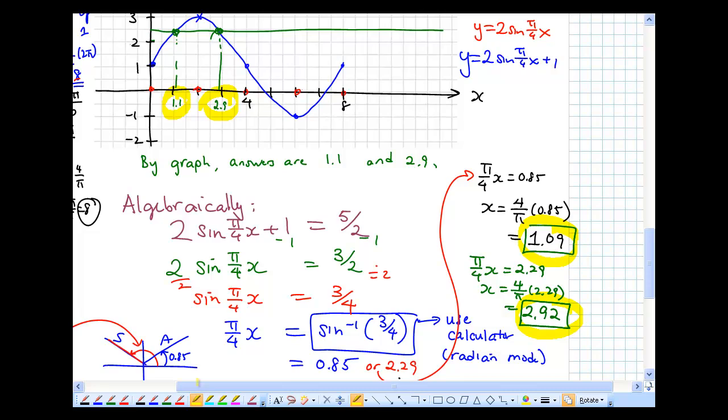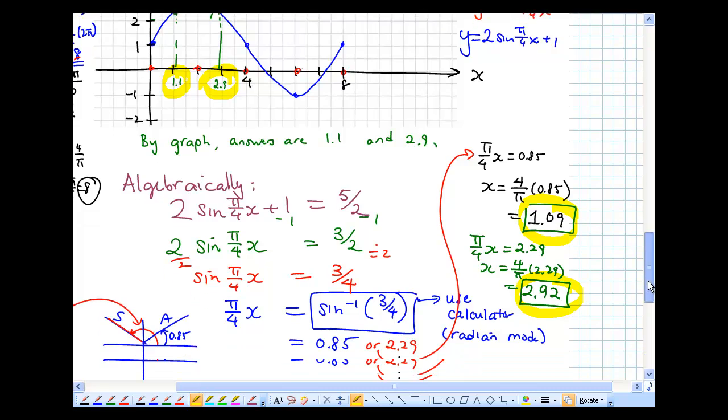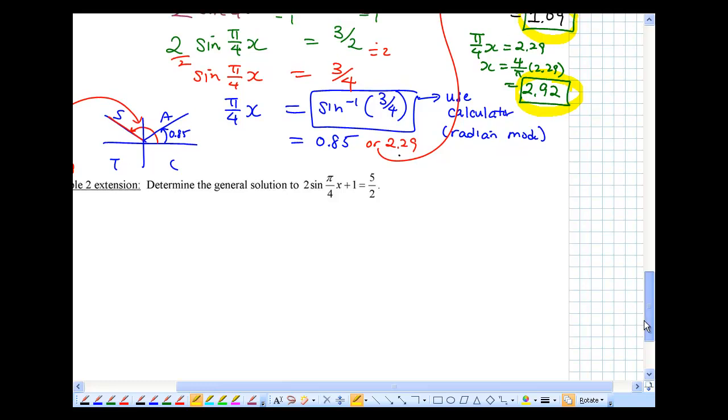A little bit more, and then we're done. Hey, what if I said the general solution? Of course I've only found 2 of them. But remember, the sine goes on forever, so what's the general solution? Remember, the general solution is always your initial solution, and you add to that multiples of the period. Recall that the period from above was 2 pi over b. b is pi over 4. You did it before, so if you remember, it's just 8.